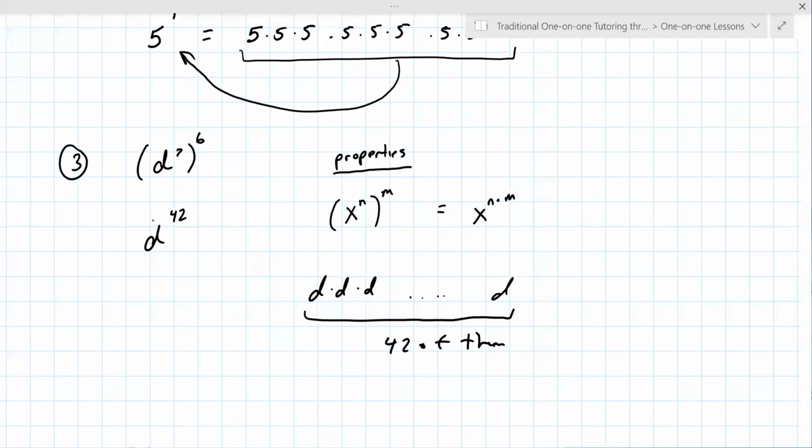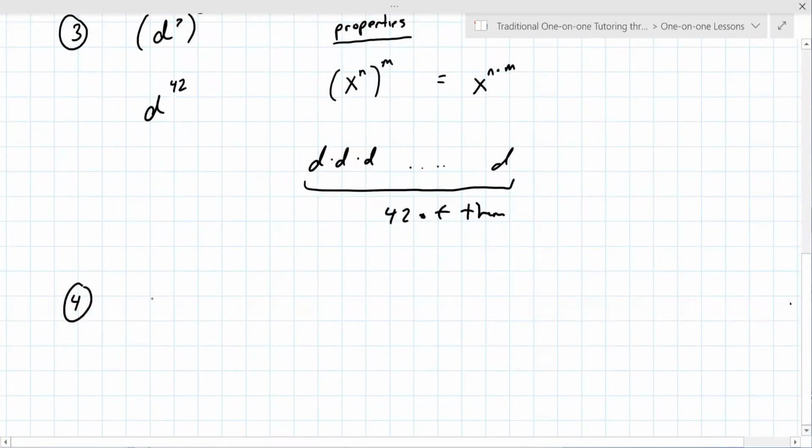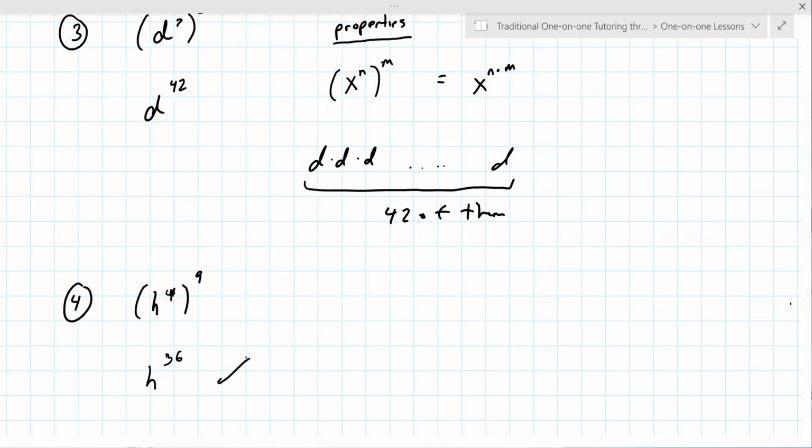Is number 4 an h to the power of 4 with the 9 on the side of it? Yeah. So number 4, we're doing real well here because we haven't encountered any variations on these questions yet. The next one is a variation. So this one, you've got an exponent to an exponent. So it's h to what power? 36. Very good. And that's our final answer. There's nothing more to do.